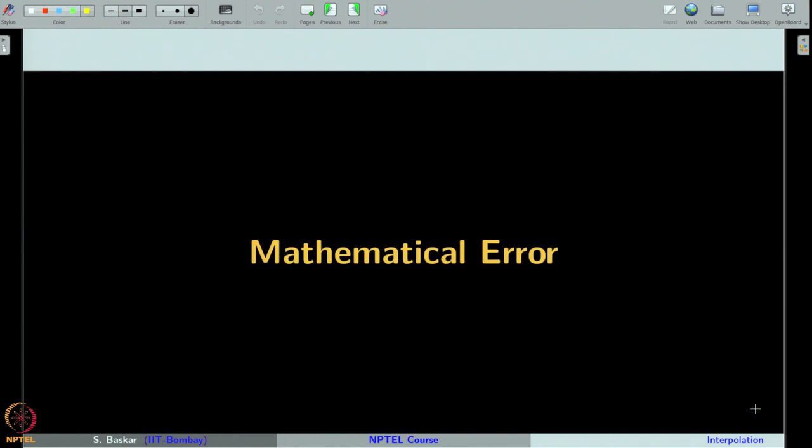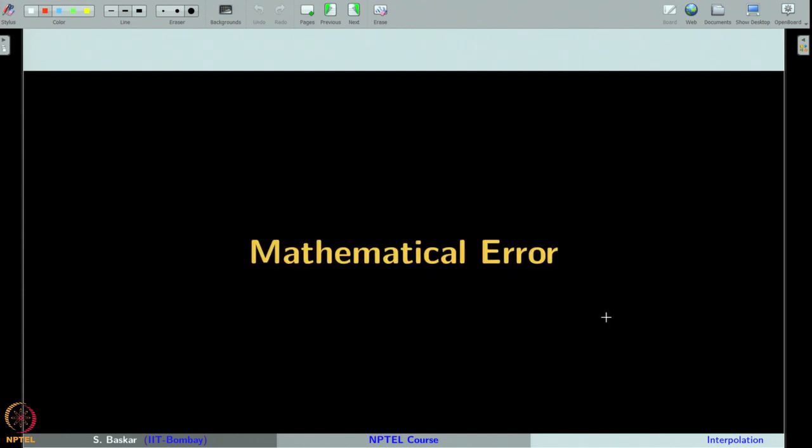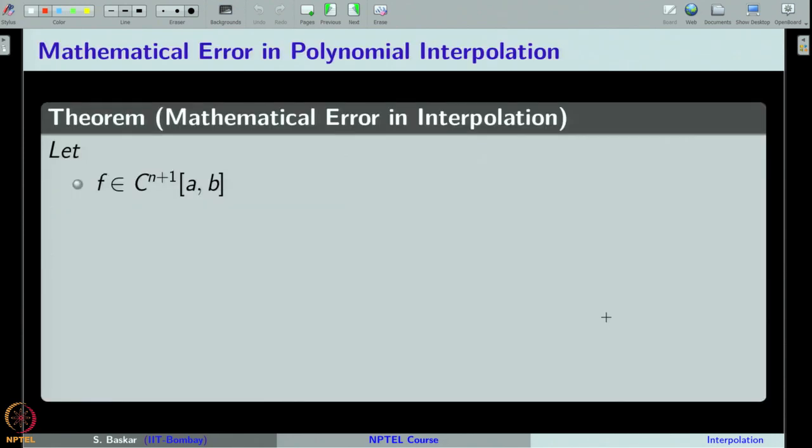Well, we have given the definition of mathematical error here as f of x minus P n of x. Now, we will try to derive an expression for the mathematical error. Let us state this expression in the form of a theorem.